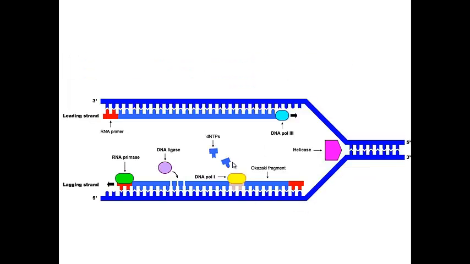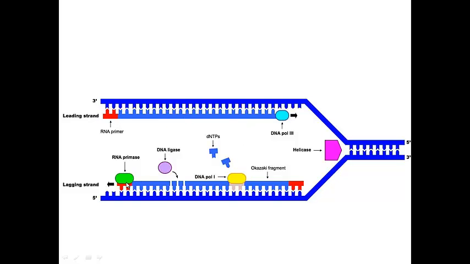And here's the whole process. So again, we have our helicase breaking apart the nucleotides in the right direction from 5' to 3'. We have our RNA primer. DNA polymerase will bind to that and start adding the complementary nucleotides.